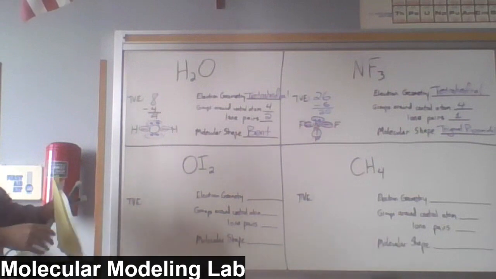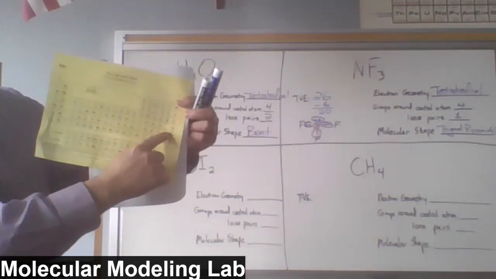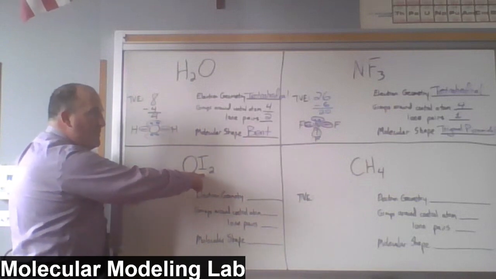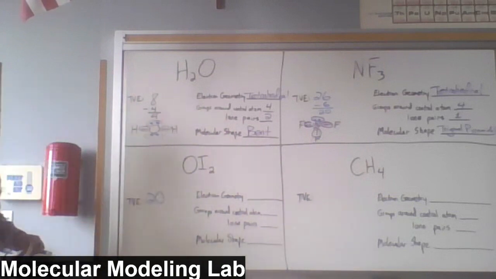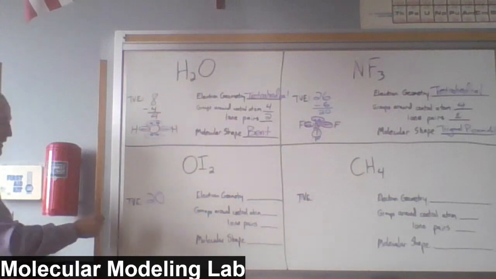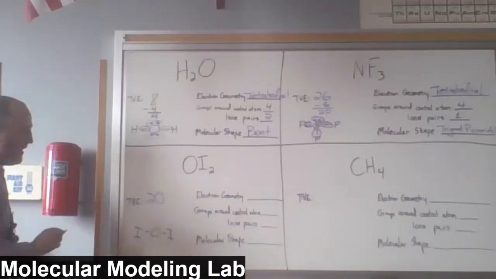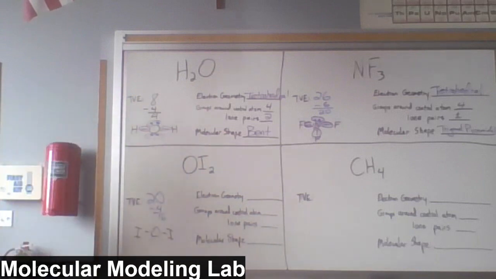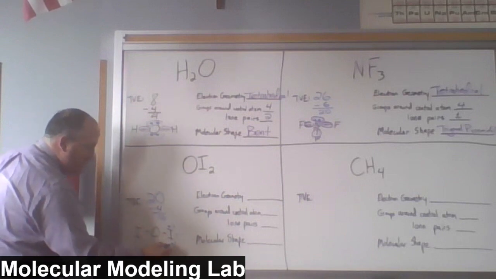Next one, rapid fire here. OI2. Oxygen, column 6, and iodine down in group 17. So 2 atoms that each contribute 7 valence electrons. 14 plus 6 from the oxygen gives us 20 total valence electrons. So that central oxygen needs to connect directly with 2 single bonds, which consumes 4 of our total valence electrons, giving 16 left over.